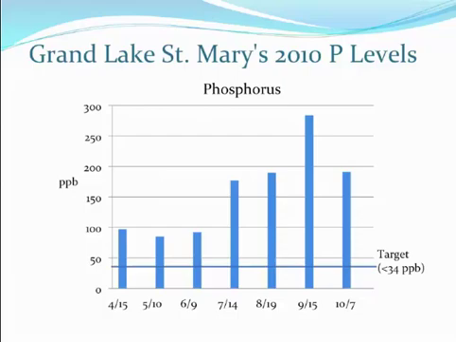What caught me a little off guard was look how high it went, how quickly it rose in the summer. A dry summer with very little stream input, very little water flow from the streams. This is indicative of an internal cycling problem. So we not only have this external phosphorus coming into Grand Lake St. Mary's, but it really appears that we have a major internal phosphorus cycling problem. I'll talk a little bit more about that in a few minutes.